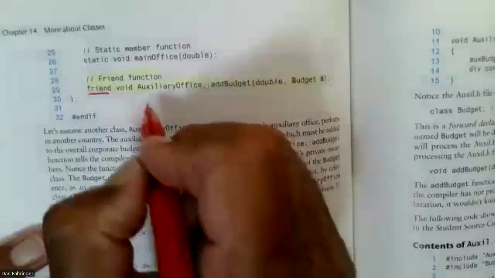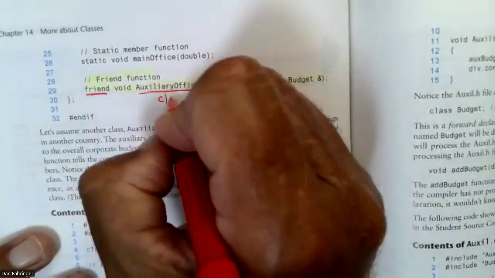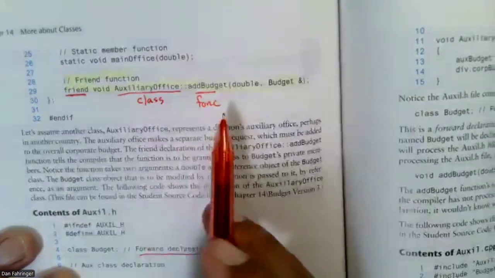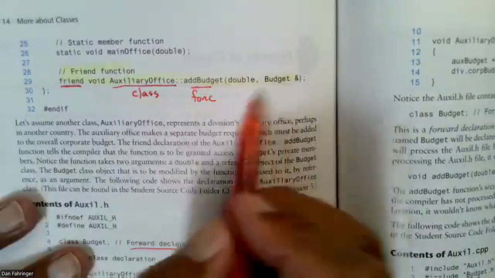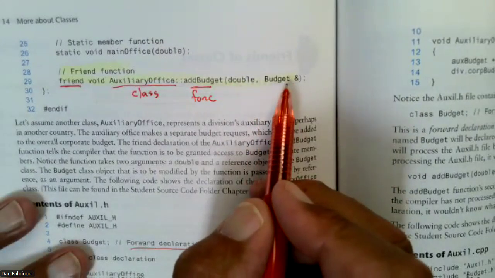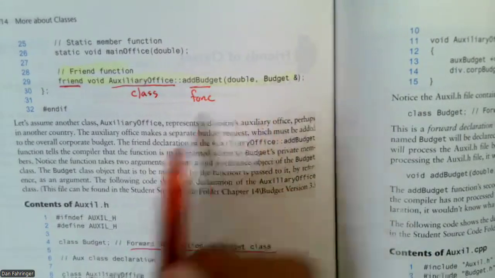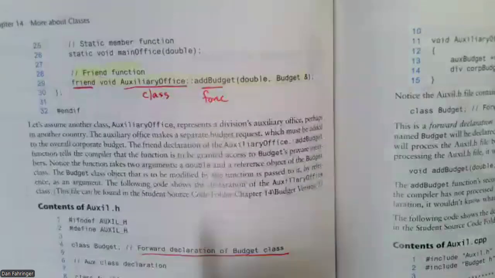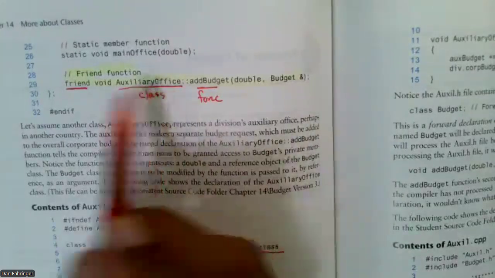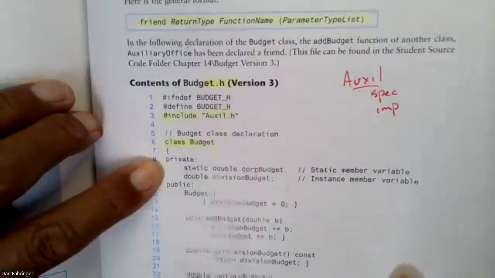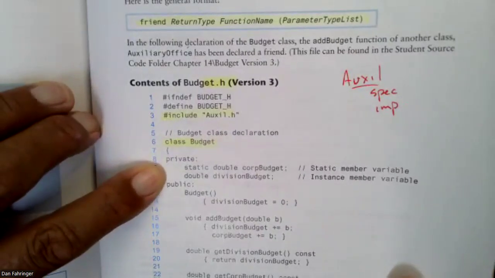Okay. So 29 is saying go to the class auxiliary office because we always put the class first. Use the function add budget. The declaration of the function has a double coming in and an address. When I'm doing this, I'm saying, auxiliary office, you're my friend. And when you use this function, you can have access to my private. Sounds kind of dirty.